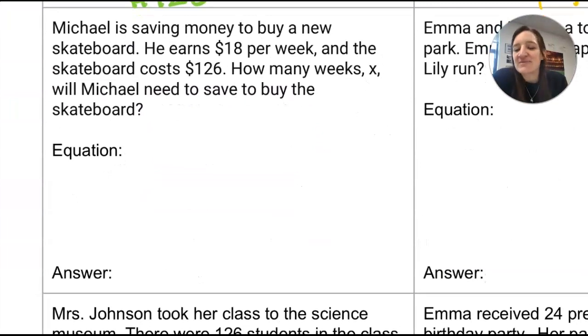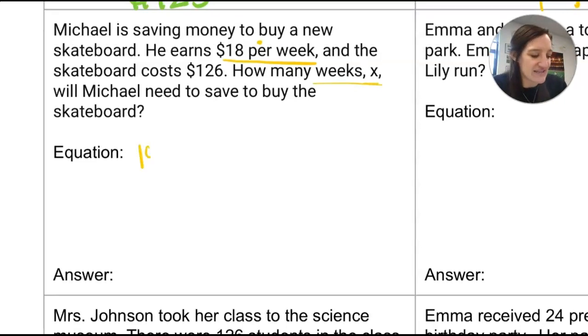Michael is saving money to buy a new skateboard. He earns $18 per week. You know that per is times. And the skateboard costs $126 total, right? How many weeks, X, oh, they want us to use X for weeks, will Michael need to save to buy the skateboard? So if he makes $18 per week, and we want to get it to be a total of $126, then this would be the correct equation.